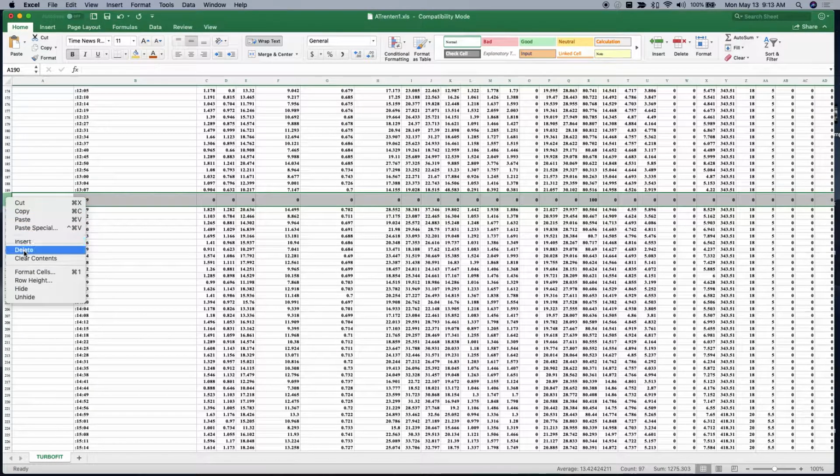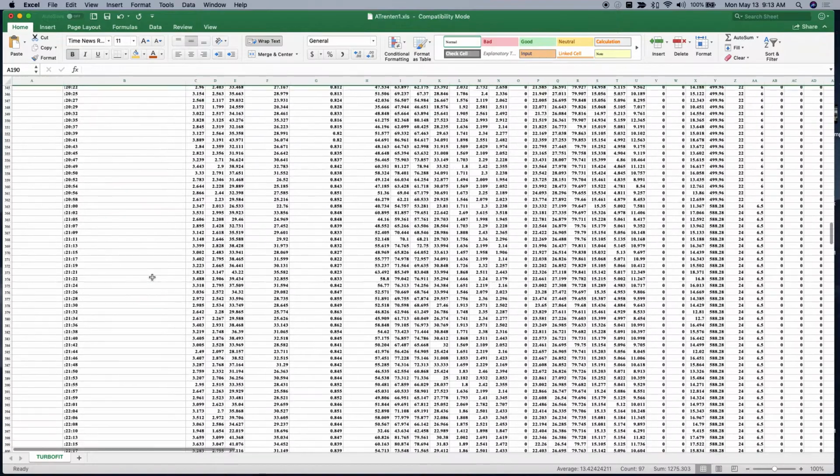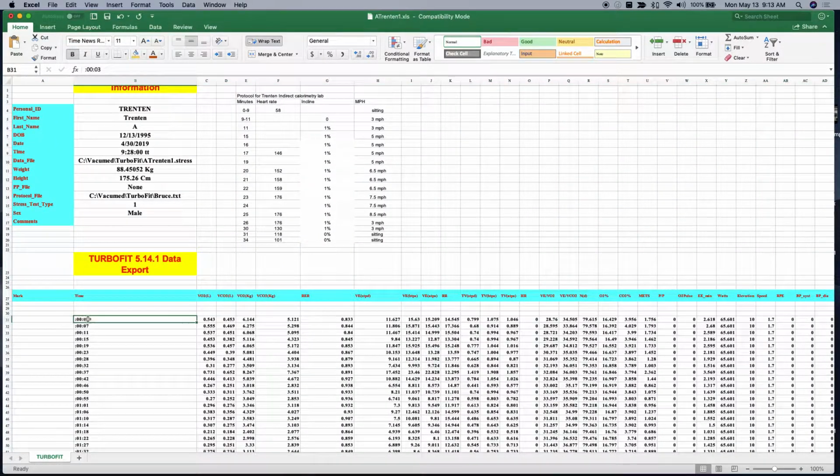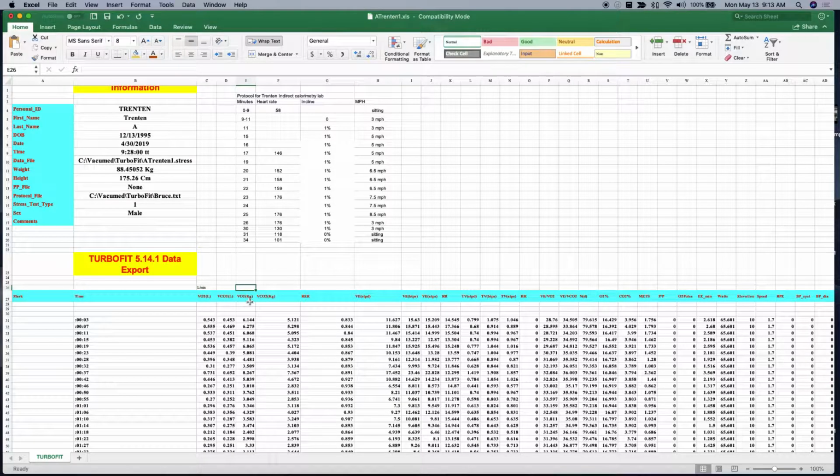You can see that it's quite a bit of data, and that's because about every 3 to 4 seconds it took a measurement and gives us things like VO2 total. Actually, I'll put a little note up here for you. This is in liters per minute, and then it has VO2, and you see this little kg, and that's mils per kg per minute.